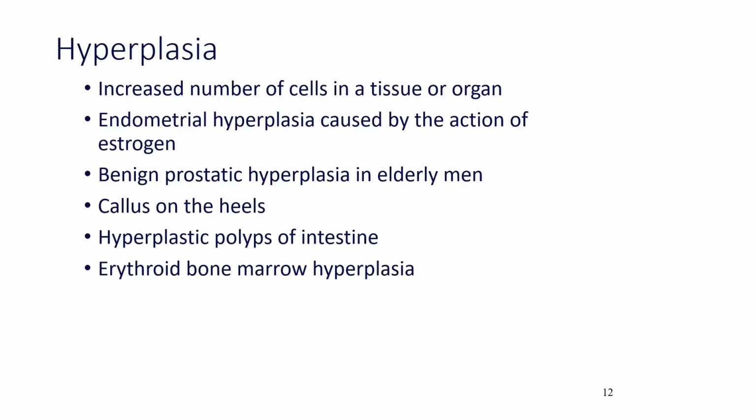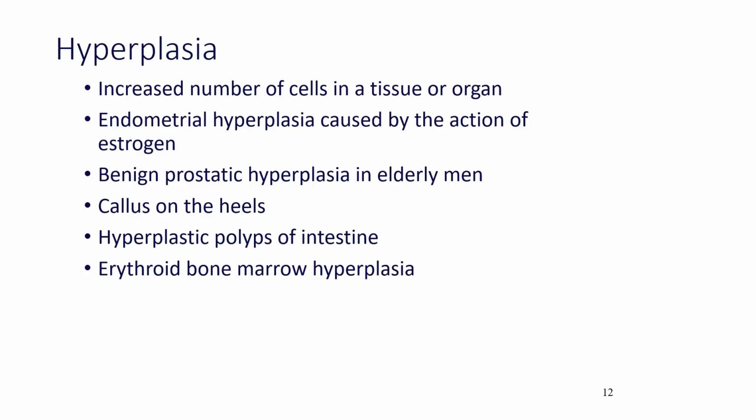Hyperplasia, an increase in number of cells in a tissue or organ. Endometrial hyperplasia is caused by the action of estrogen. Benign prostatic hyperplasia is pretty common in elderly men. This doesn't mean that they have prostate cancer, it just means that there's an increase in the number of cells in the prostate, and that causes the prostate to enlarge.